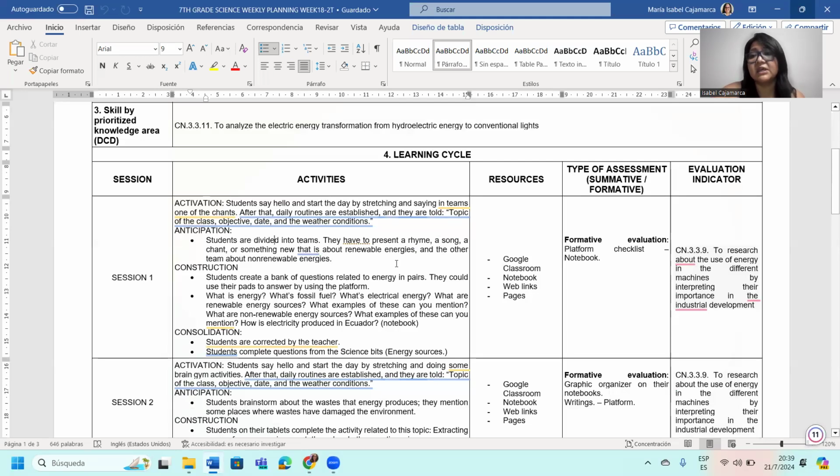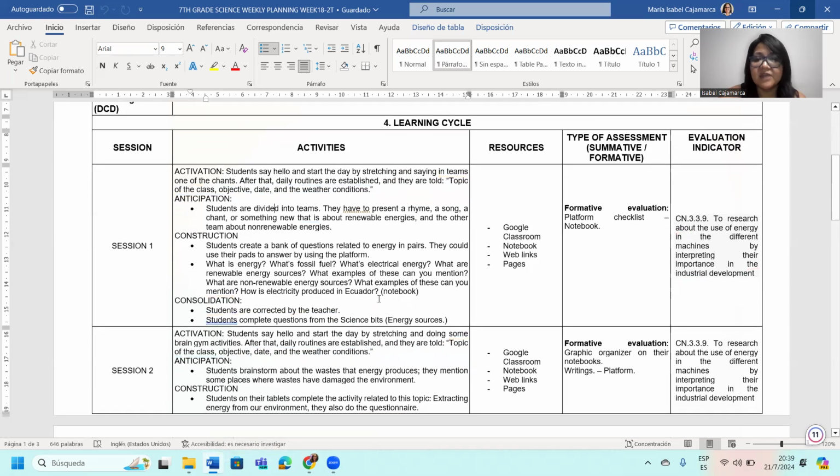Okay, so with the icebreaker before, I have the chance to divide the students in teams, and the students have to present a rhyme, a song, or a chant or something that is about renewable energies, and another team about the non-renewable energies. So the students have the knowledge of this information, and they are going to create a chant, a song, or something like that. Then after presenting, one group and the other group, they are going to create a bank of questions related to energy in pairs.